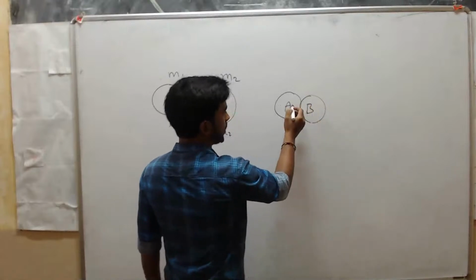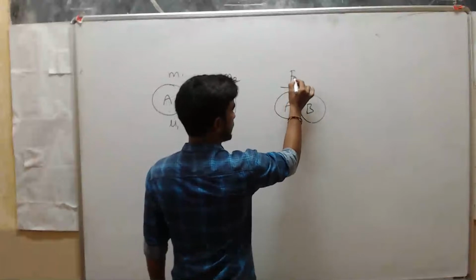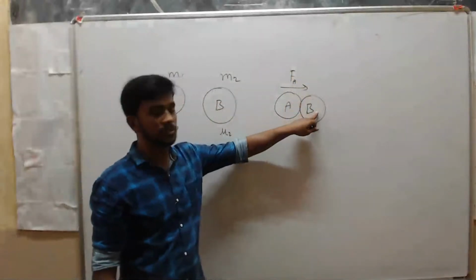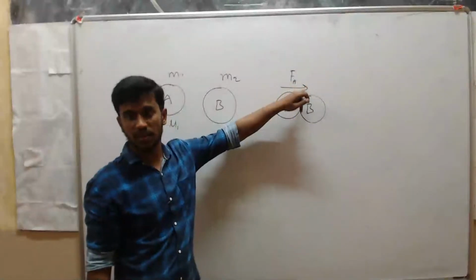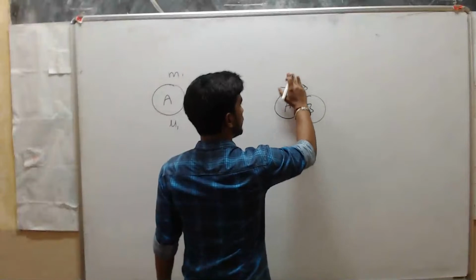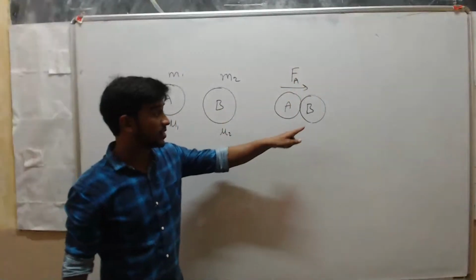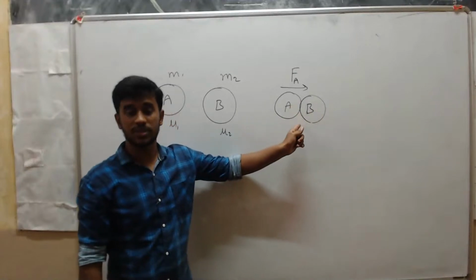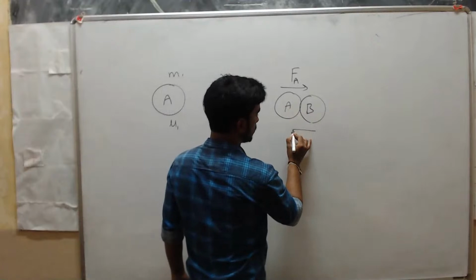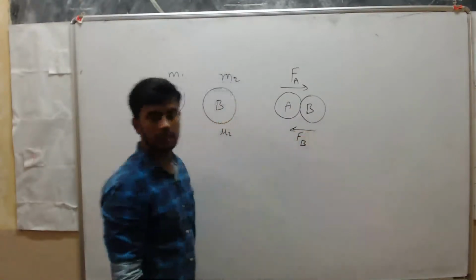During collision, object A applies a force on object B, which I will take as Fa. Then what about object B? It will also apply the same amount of force on object A, which I'll take as Fb.